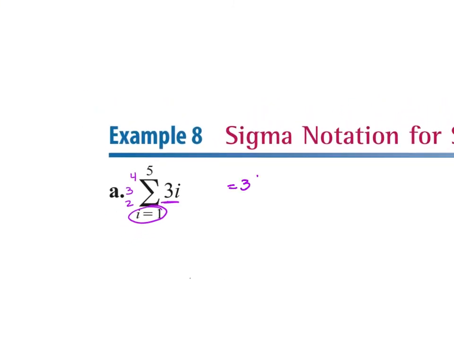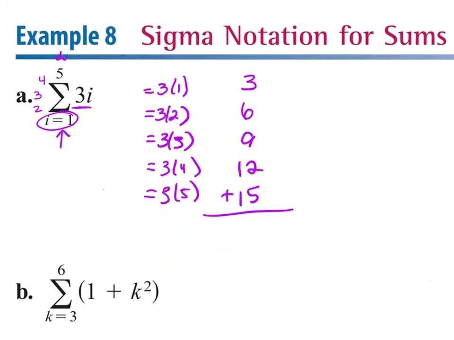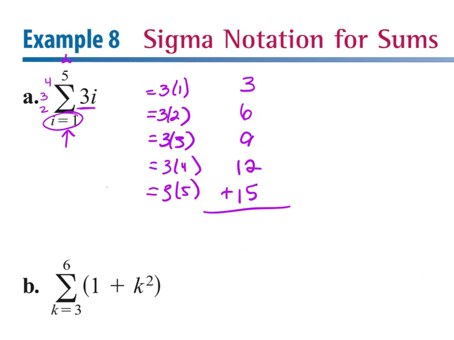You would say, okay, well, 3 times 1, 3 times 2, 3 times 3, 3 times 4, and 3 times 5. I started with 1 because that's the lower limit. I ended with 5 because that's the upper. What is 3 times 1? What is 3 times 2? What is 3 times 3? What is 3 times 4? What is 3 times 5? Now I'm going to find the summation. What do I do with all those numbers? What's 3 plus 6 plus 9 plus 12 plus 15? There you go.